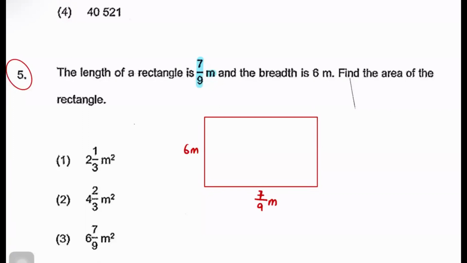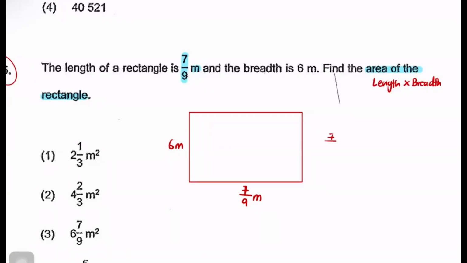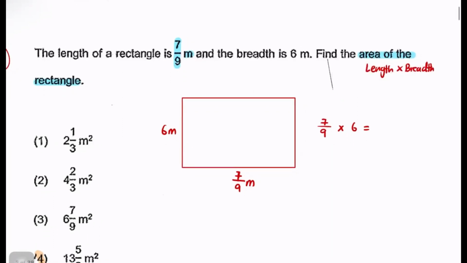Find the area. What is the formula for area? Length times breadth only. Length times breadth times height is volume. Length times breadth will give you the area. So we need to take 7/9 meters times 6 meters. How do we do this?